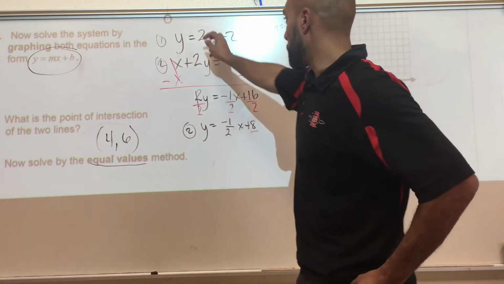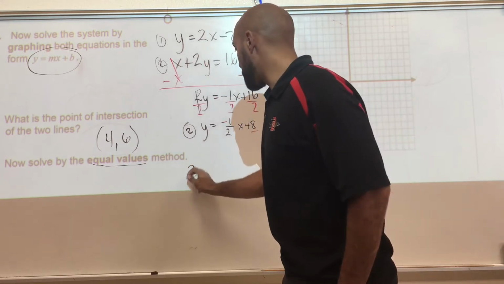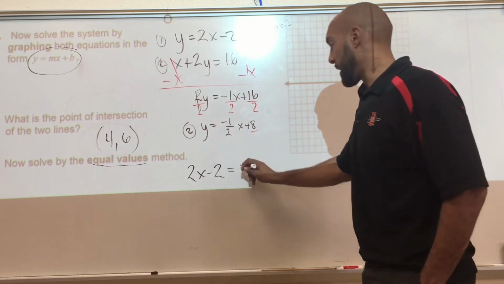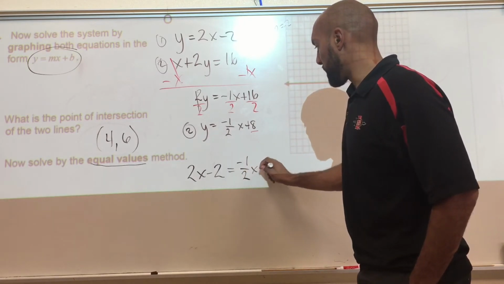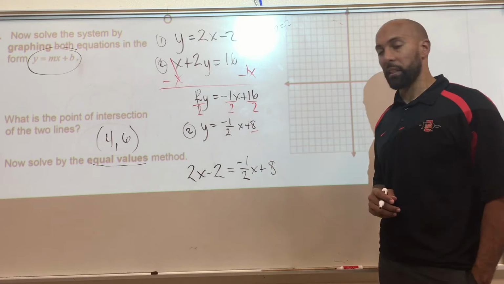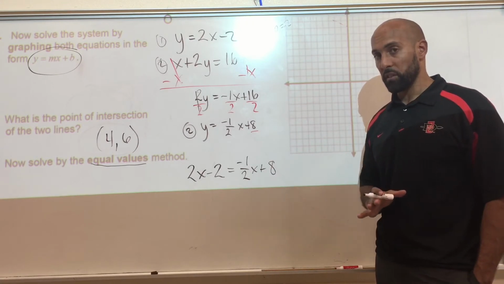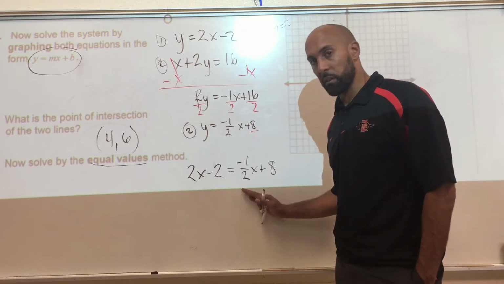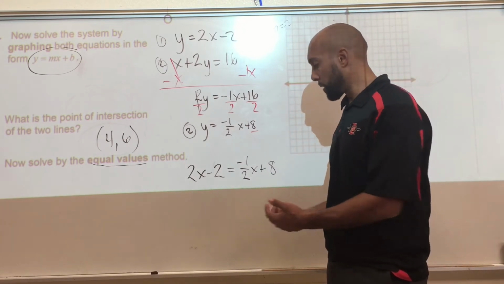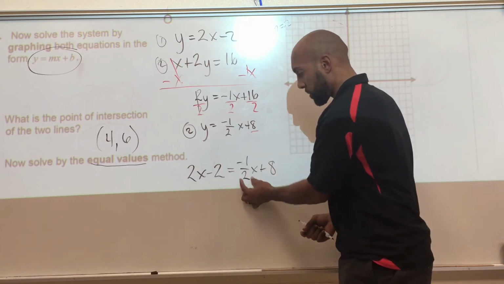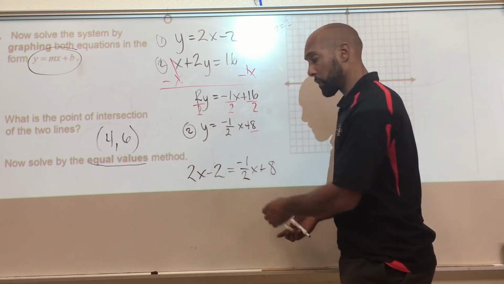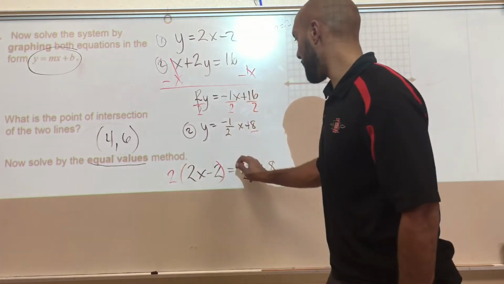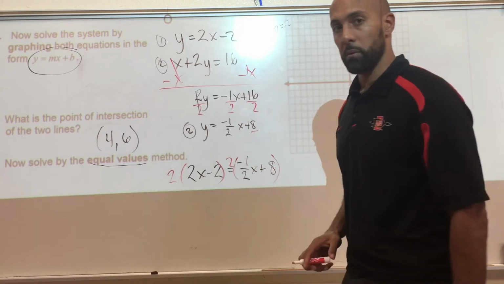Okay, so I'll take that first one, 2x minus 2. Then I'll take the second one, negative 1 half x plus 8. Okay, and now we can solve it. Now, some of you guys are looking like, oh wait, what do we do with the fraction? Well, to cancel out a fraction, to make it easier to deal with, we multiply everything times whatever's on the bottom of the fraction, the denominator. So I'm going to multiply this side times 2, and also this side times 2.